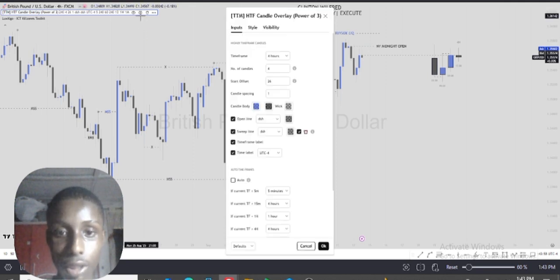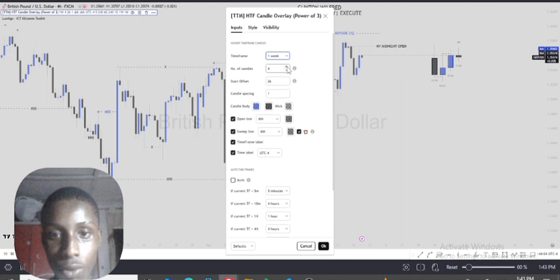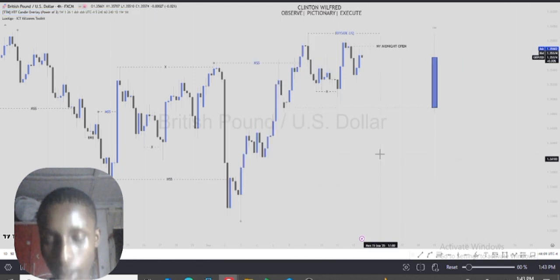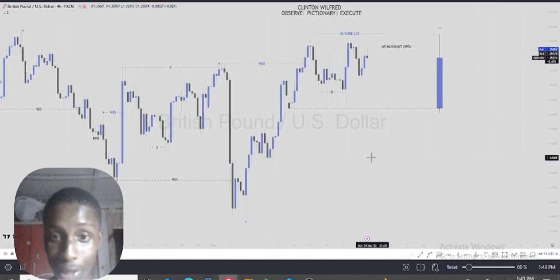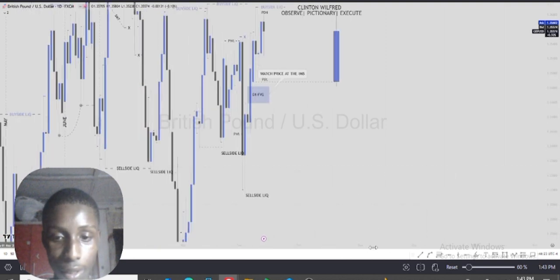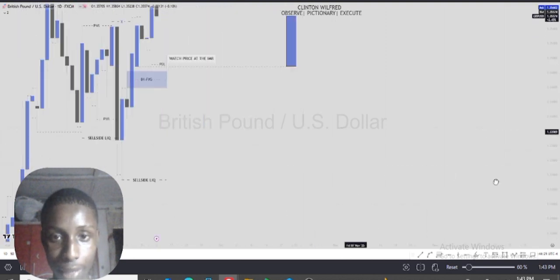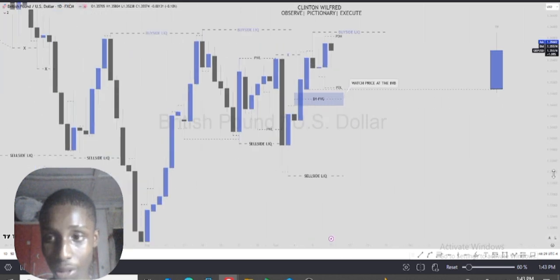I want to change to the weekly time frame. I like to see the weekly candles on my lower time frames. Okay, so right here on GBPUSD, starting off from the daily time frame, you can see some marks that I made. So starting off with GBPUSD.